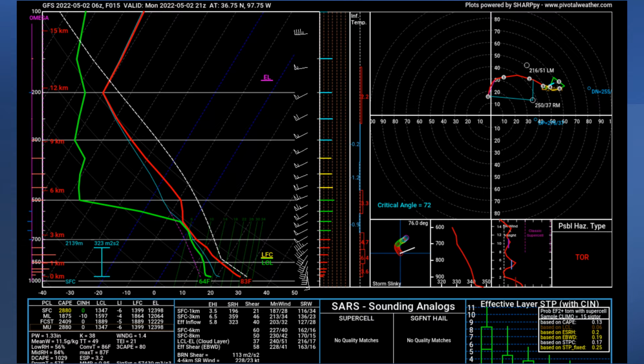You have the LCL just above 850 millibars, and you have CAPE in excess of 2,800 joules per kilogram, which is really good from the surface. And the most unstable CAPE is also where the surface CAPE is the greatest, and that means these storms are going to be surface-based, which is great for tornado potential.